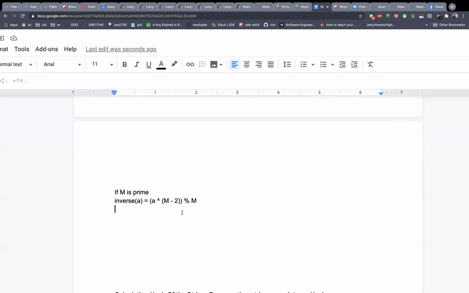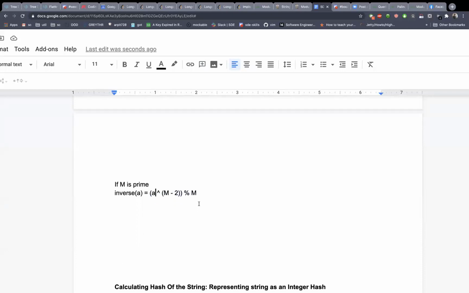Actually, we will not cover the rationale behind this formula. For now, we have to think of it just as a formula, and you can check out its proof, or maybe try some examples and see that it works for a prime modulo.